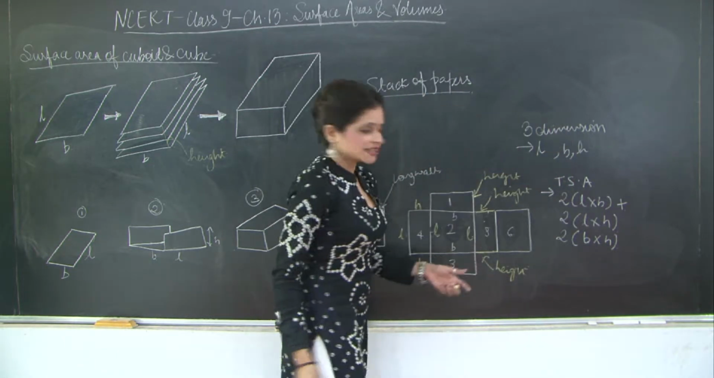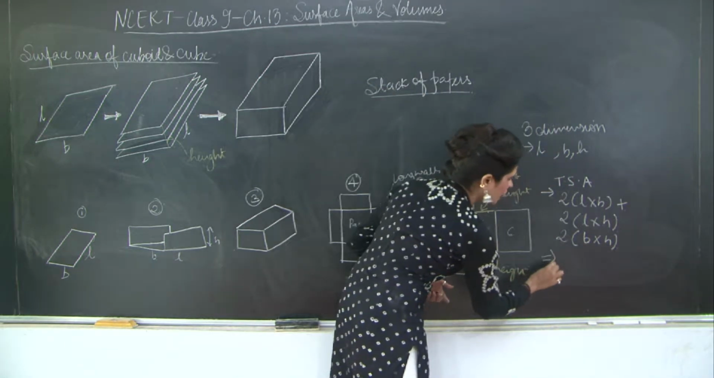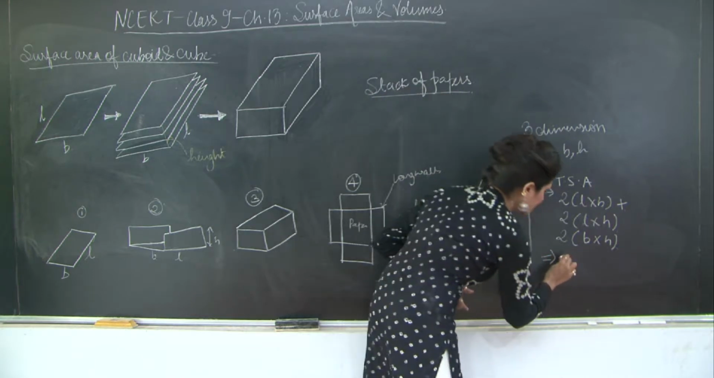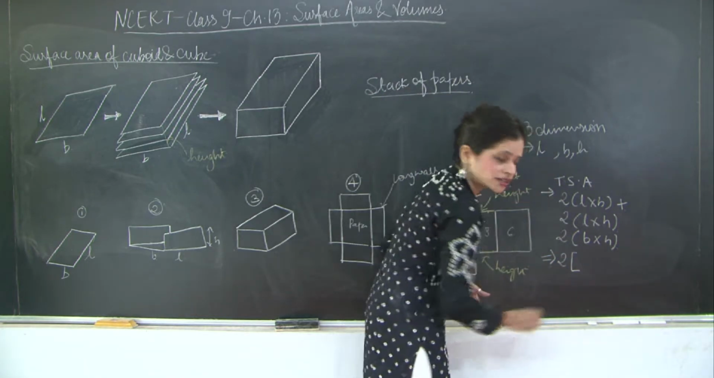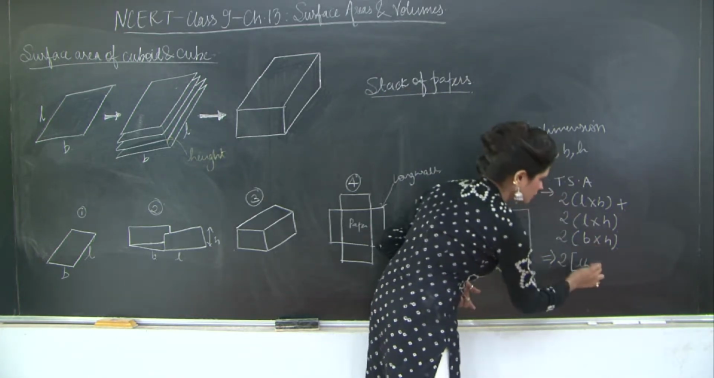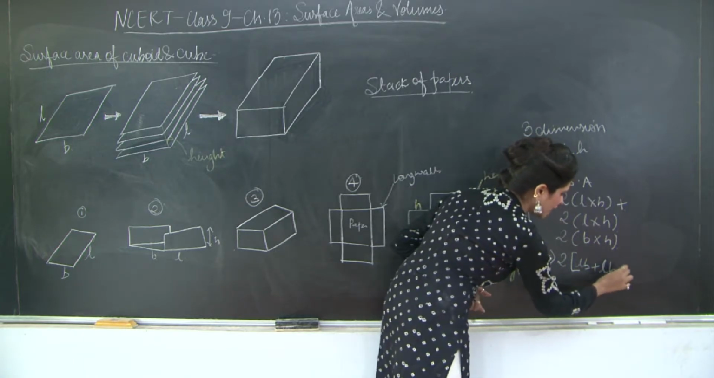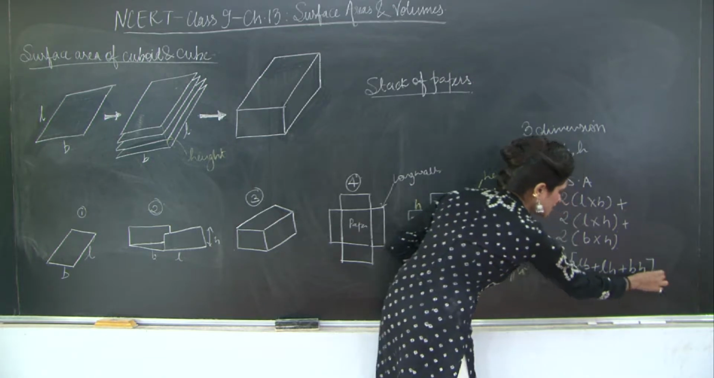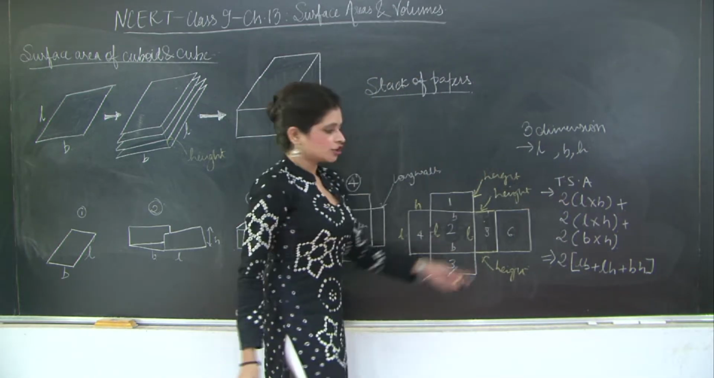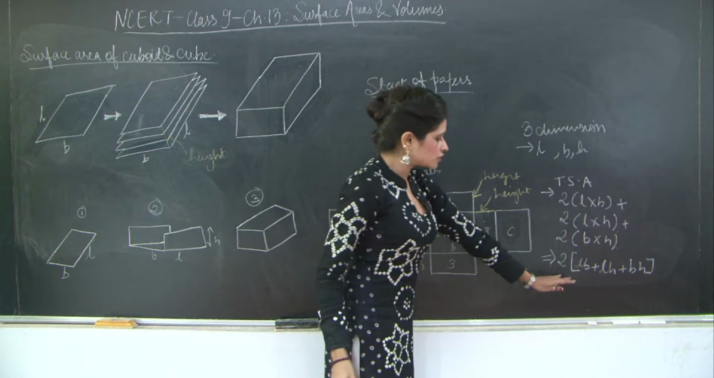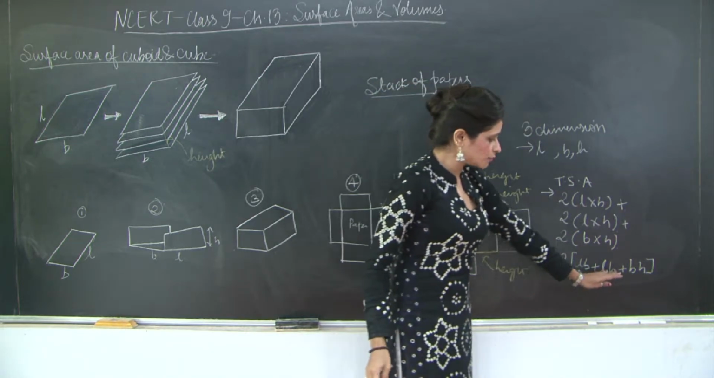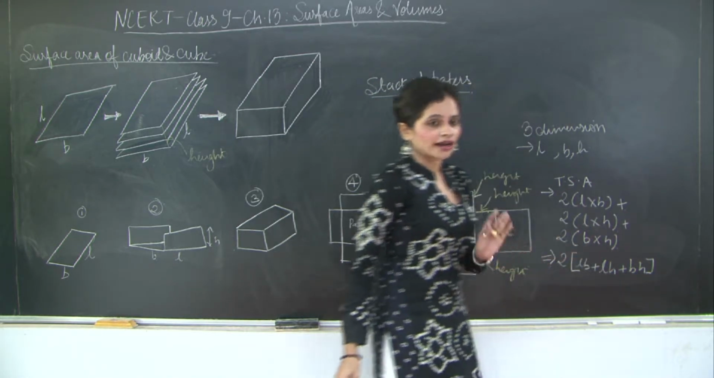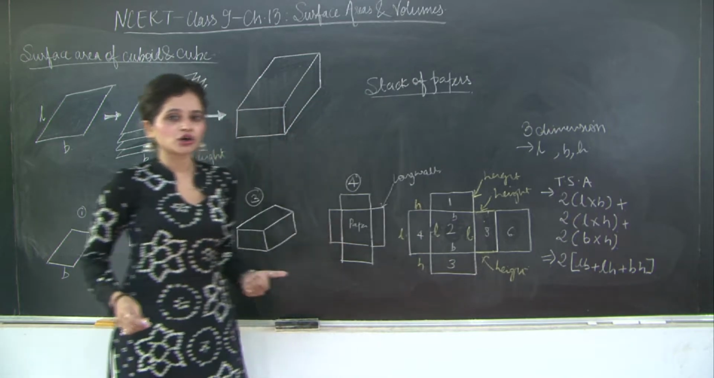So the total surface area is going to be, if I take 2 common outside, I am left with what? Length into breadth plus length into height plus breadth into height. So this is the total surface area of a rectangular cuboid. It's going to be twice, length into breadth plus length into height plus breadth into height. So this was about a rectangular cuboid.